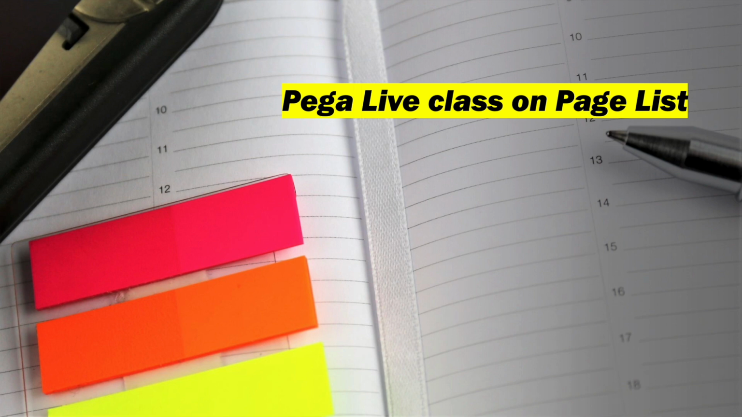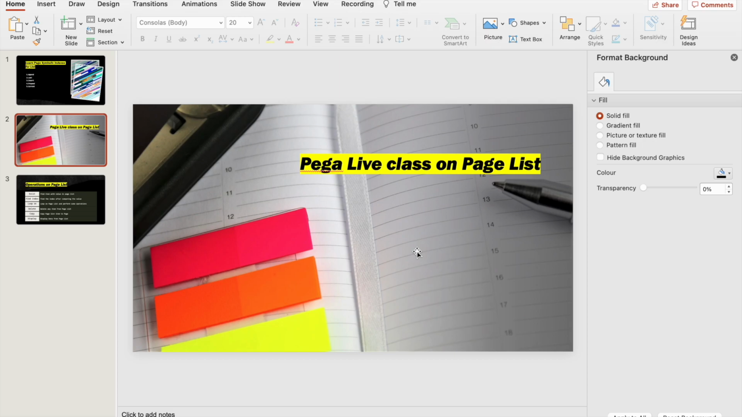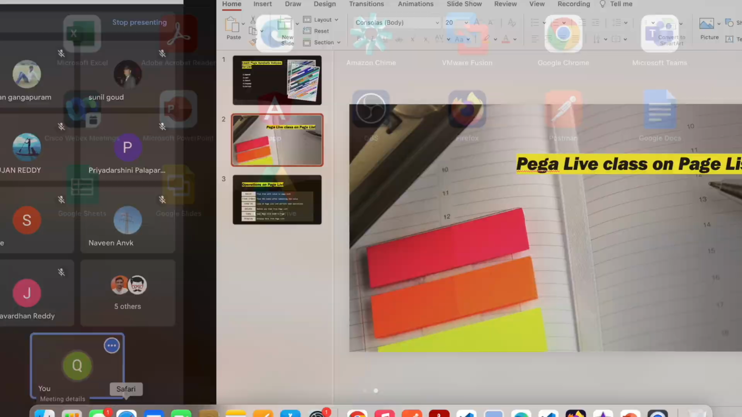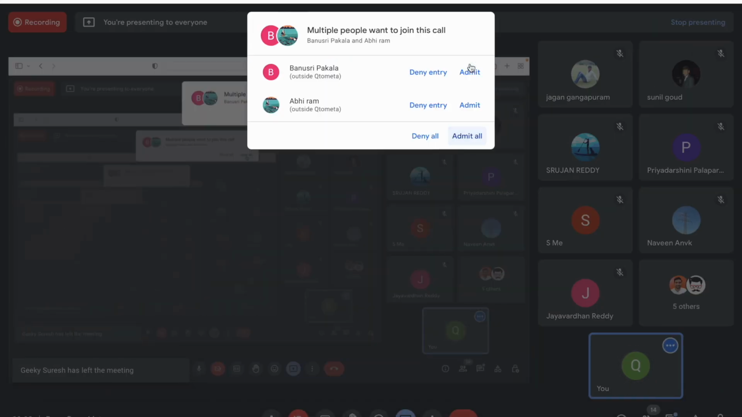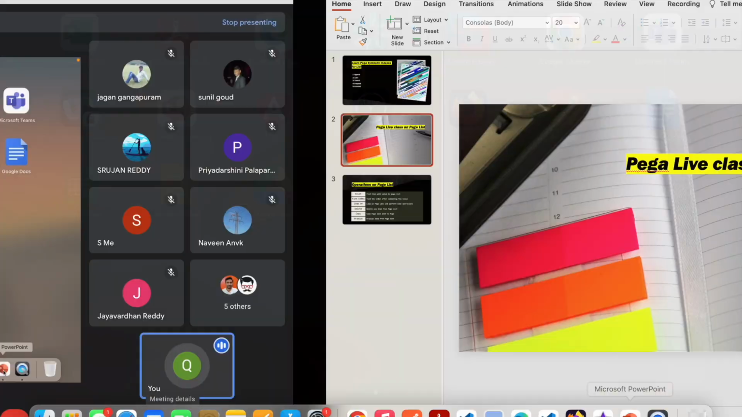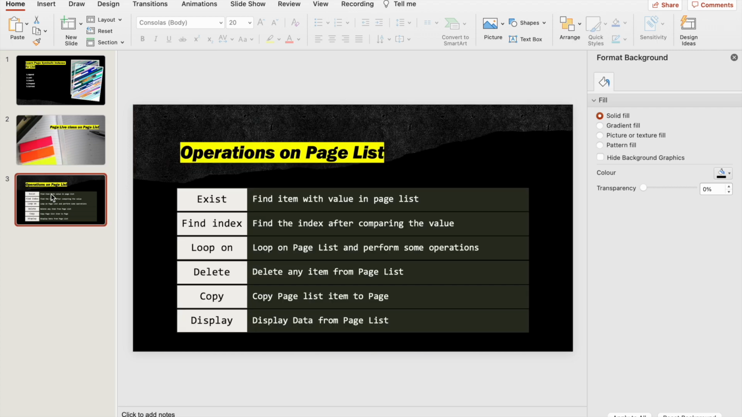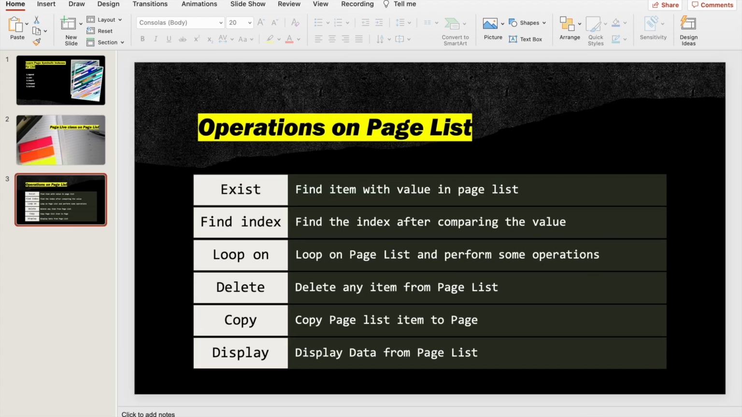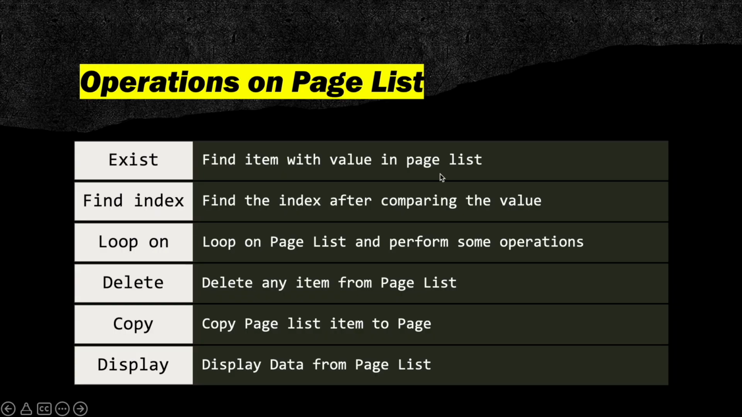So we will start. I'll show you what all things we are going to cover. At a high level, I'll cover whatever we usually perform in any project. These are the things I am going to cover. It will be a quick session only, it won't take much time. If you have any scenario you can let me know, but these are the things we are going to cover on page list.